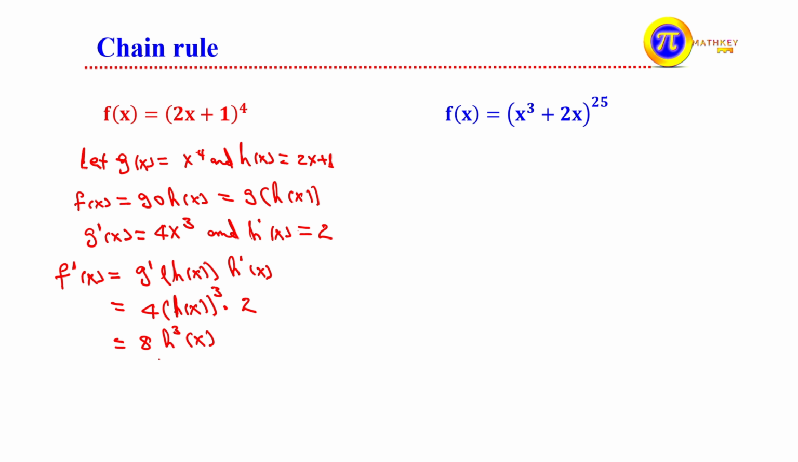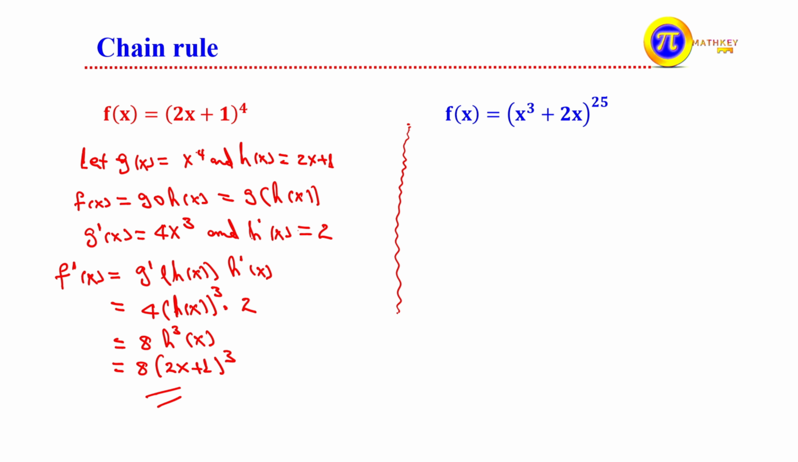Yeah, h of x cubed. This is equal to 8 times h of x, that is 2x plus 1, so this is equal to 8 times 2x plus 1 to the power of 3. This is the result. Derivative can be shown this way.